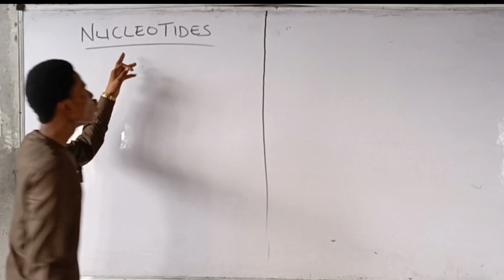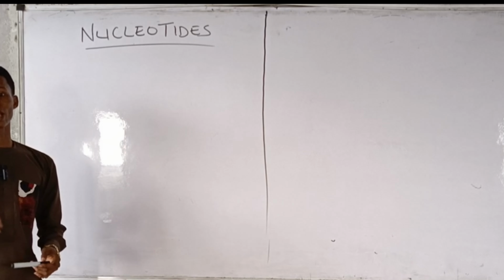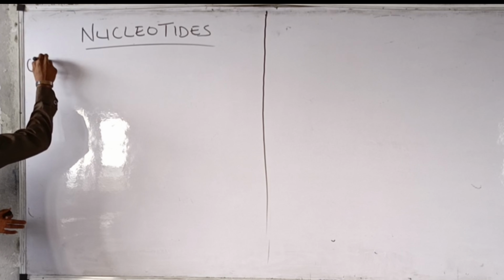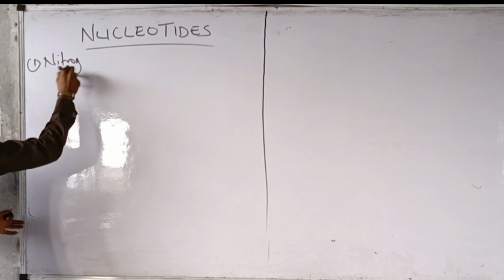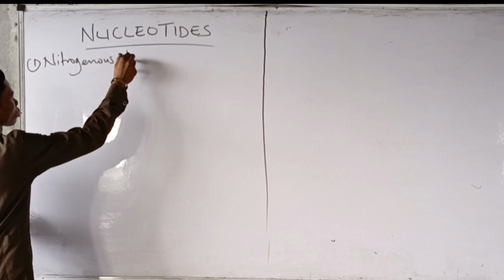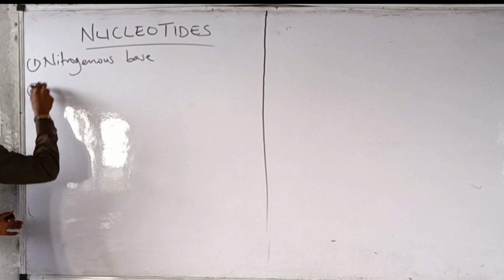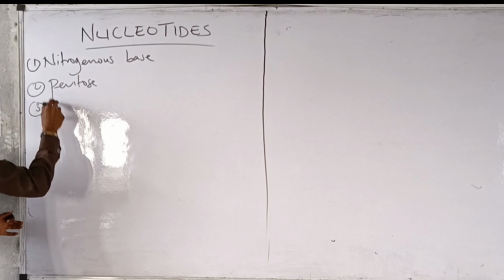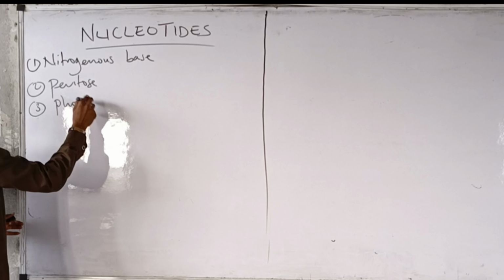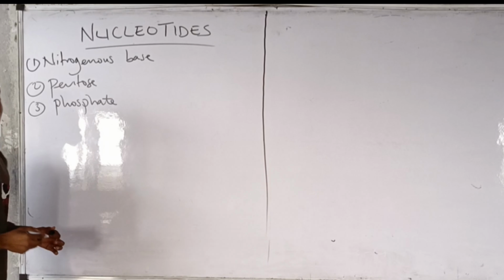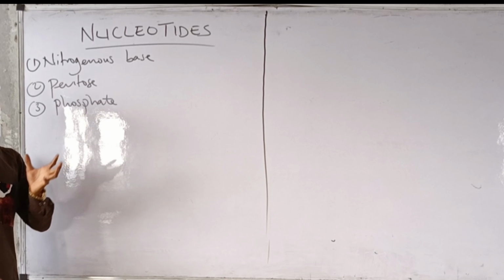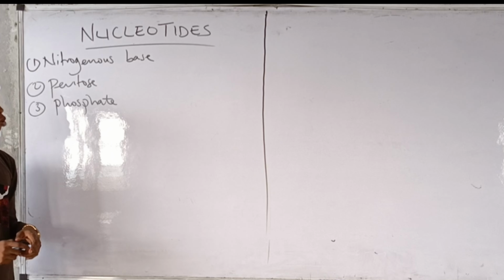Alright, now nucleotides. Nucleotides are composed of three things, right? Nitrogenous base, pentose sugar, and what? Phosphate group. Now, what's the difference between a nucleotide and a nucleoside? A nucleotide contains a phosphate, right? While a nucleoside does not contain a phosphate group.